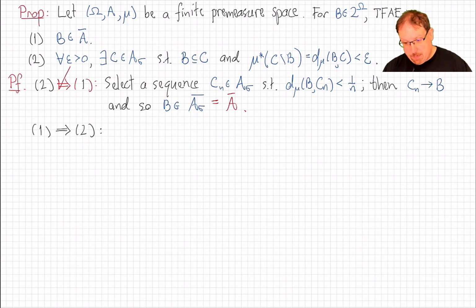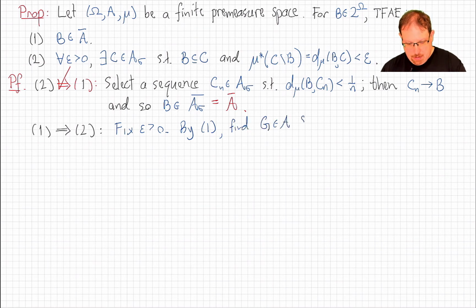Now for the reverse. Suppose that B is any set in the closure of A. We want to show that we have this property 2, this outer approximation property. So let's fix our tolerance epsilon. And by the assumption of part 1 that B is in the closure of A, we know that we can find some set G that is in the field A such that the distance between B and G is smaller than epsilon.